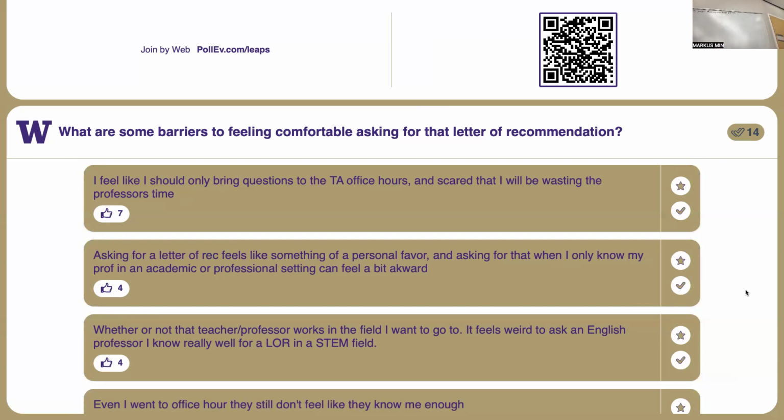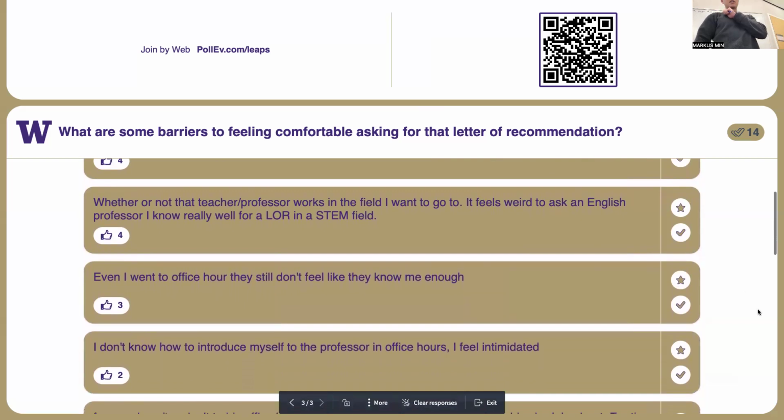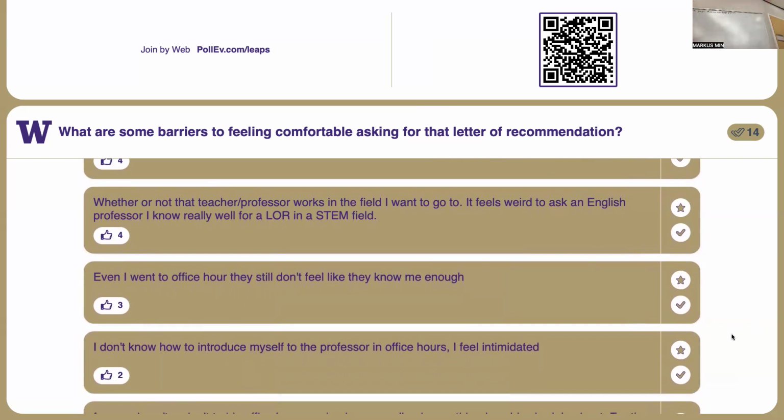That goes a long way as well, because even though it is their job, it is adding another thing to your plate. Okay. Whether or not that teacher or professor works in the field I want to go to, it was weird to ask an English professor I know for a rec in a STEM field. Yeah, totally. This is where looking at that part of the application about who they want is really important, because in some cases this could be okay, but it's really going to be context specific.